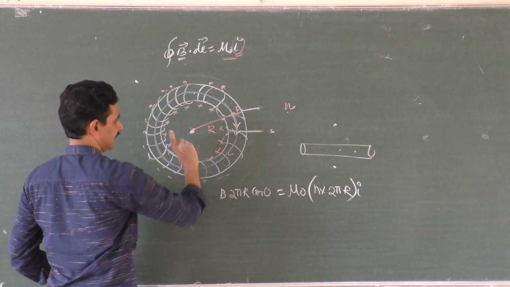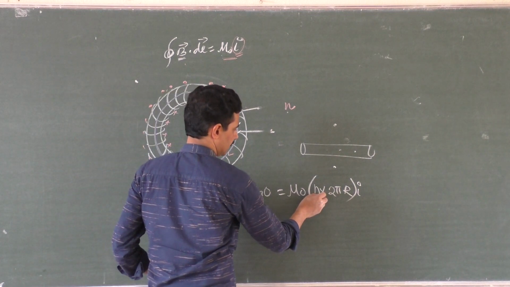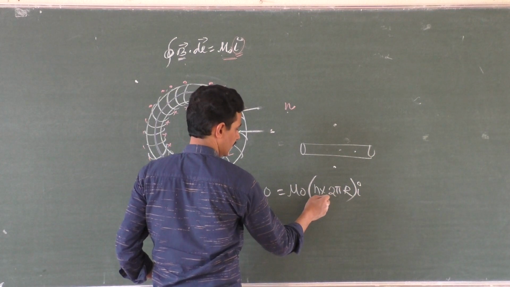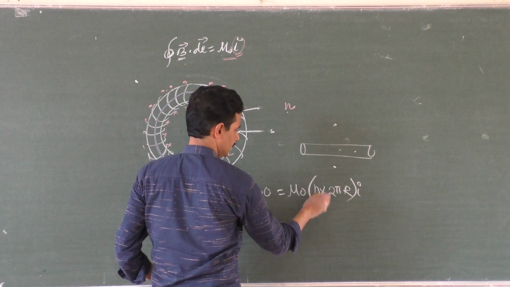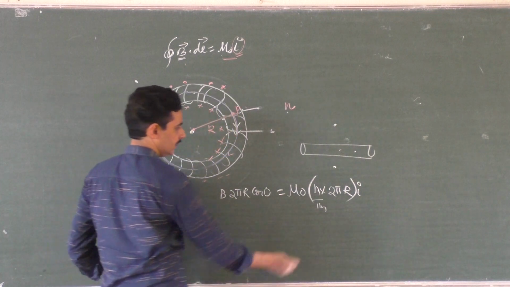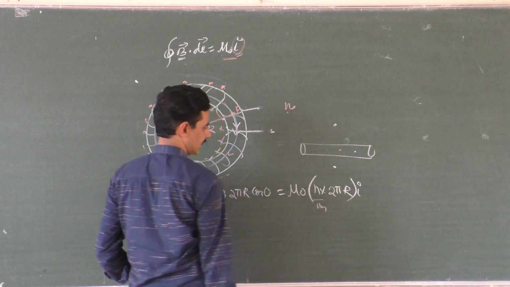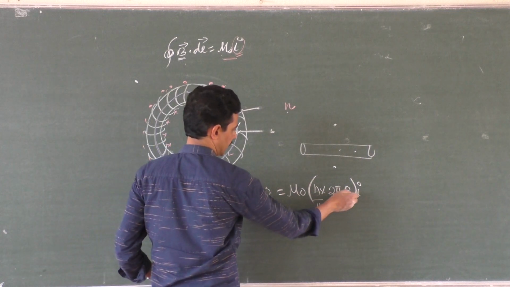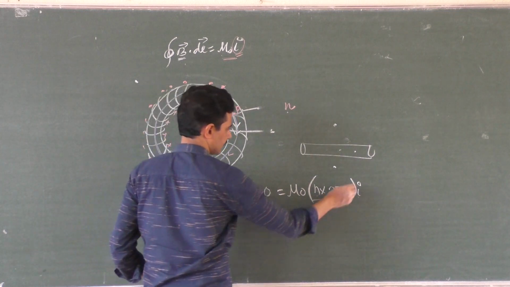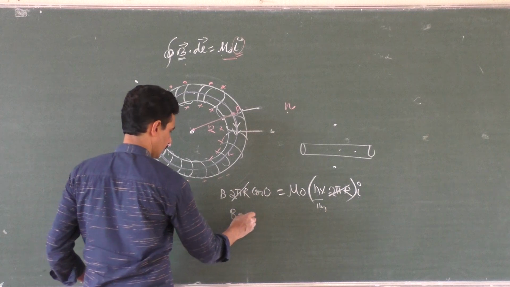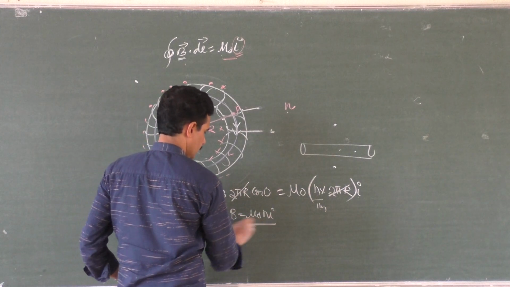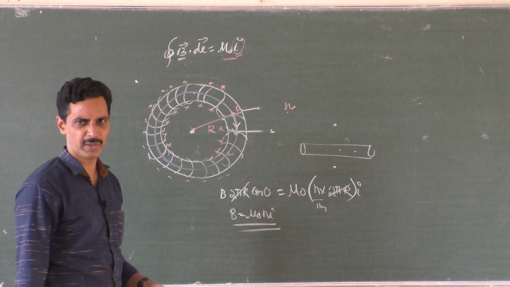How many turns are there? n turns in 1 meter, number of turns per meter. 1 meter contains n turns, 2 pi r meter contains how many turns? So n into 2 pi r I, 2 pi r gets cancelled, and the magnetic field inside the toroid is also mu naught n I. So these things we have finished, correct? I hope so.